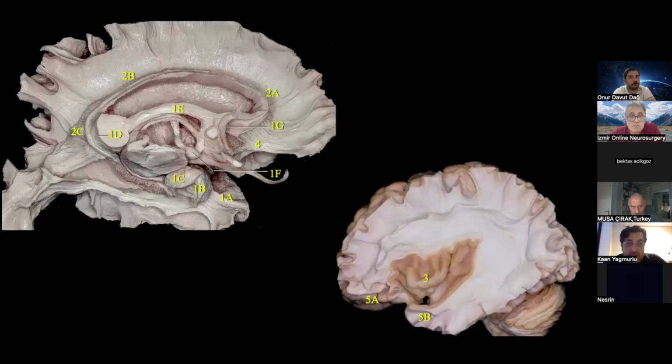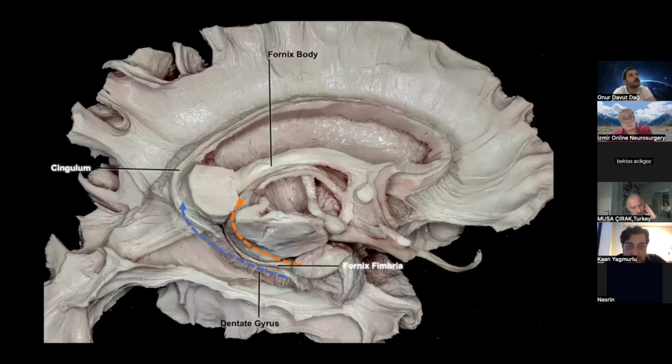So this is the Yaşargil classification for the limbic and paralimbic tumors, different parts. You see that each part is different. What we usually see is that if the tumor arises from the hippocampus, it usually involves the parahippocampus too. But if the glioma arises from the fornix, it usually stays inside the ventricle. And here is the fornix. The fornix also forms the roof of the third ventricle.